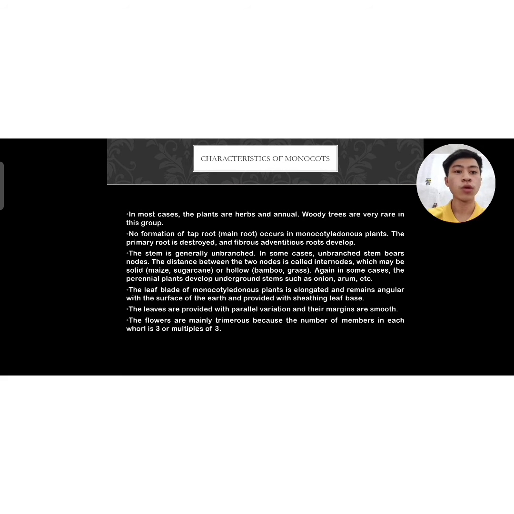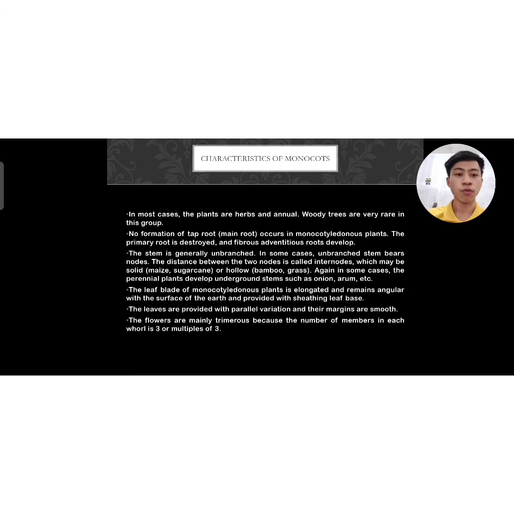The distance between the two nodes is called internodes, which may be solid, maize or sugarcane, or hollow, bamboo and grass. Again, in some cases, the perennial plants develop underground stems such as onion, arum, etc. The leaf blade of monocotyledonous plants is elongated and remains angular, with the surface of the earth and provided with sheathing leaf base. The leaves are provided with parallel venation.